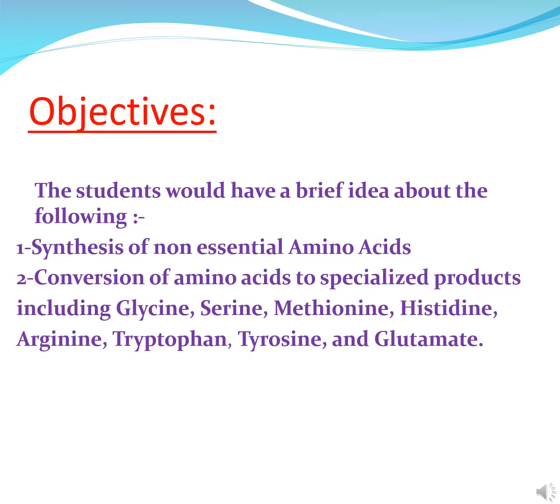This is the fourth lecture regarding amino acid metabolism. We discussed in the previous three lectures the catabolism of amino acids, whether the amino group or the carbon skeleton. In this lecture, we'll discuss the synthesis of amino acids and the specialized products of amino acids. These are the anabolic pathways. First, the synthesis of essential and non-essential amino acids, and then the synthesis of specialized products from important amino acids, which are glycine, serine, methionine, histidine, arginine, tryptophan, tyrosine, and glutamate.